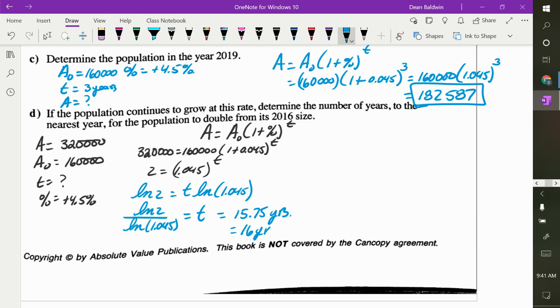Is that just a pure guess? All right. Is that okay?